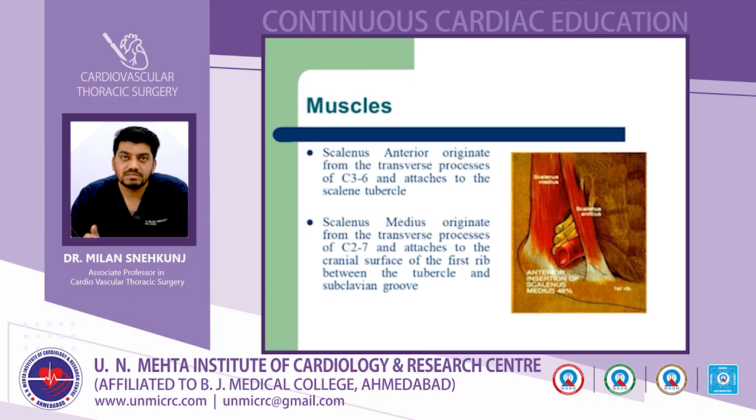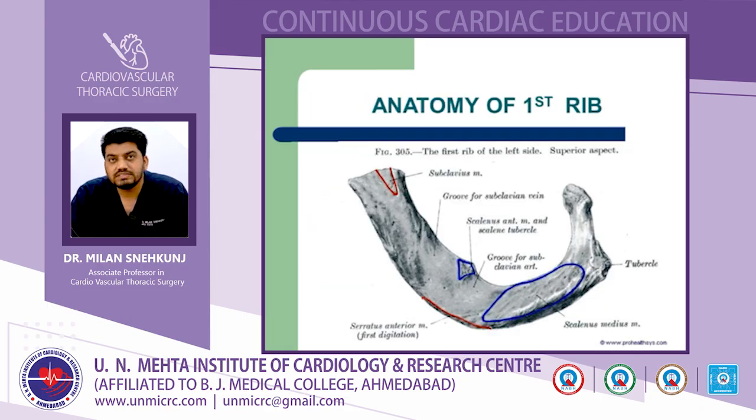Scalenus anterior muscle originates from the transverse process of C3 to C6 and inserts to the scalene tubercle of the first rib. Scalenus medius muscle originates from the transverse process of C2 to C7 and inserts at the cranial surface of first rib between the scalene tubercle and subclavian groove. So this is the anatomy of first rib of the left side. We can see scalene tubercle where the scalenus anterior muscle inserts. We can see the insertion of scalenus medius muscle. We can see the groove for the subclavian artery and subclavian vein.